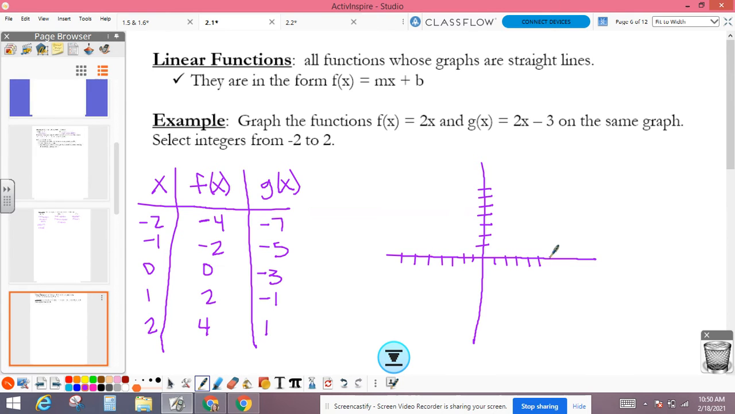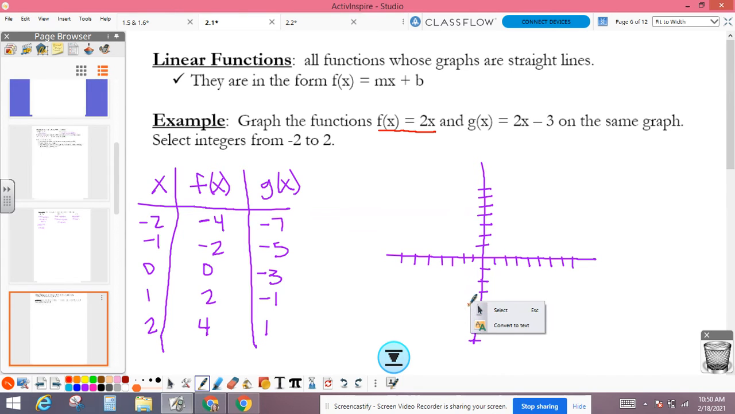I know I have those drawing tools down there, but they don't work because this flip chart is pictures of another thing that I got from a teacher, and you can't draw on a picture with the drawing tools. It's very annoying. Okay, so for f of x, we have a point at -2, -4.